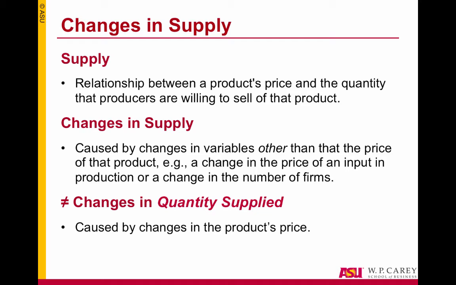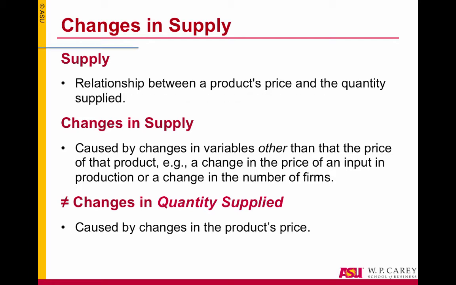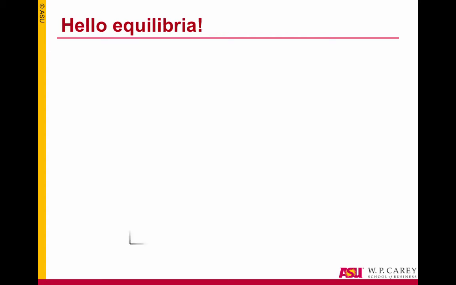Similarly, supply represents the positive relationship between a product's price and the quantity producers are willing to sell, or quantity supplied. Changes in supply are caused by changes in variables other than the price of that product. For example, a change in the price of an input. Imagine a baker who faces an increase in the price of flour or sugar. He would no longer be willing to sell the same number of loaves of bread as before at the same price as before. It's more likely that he'd want to sell less. Similarly, a decrease in the number of firms producing that product would also affect supply. Imagine what the closing of nearby bakeries does to the amount of bread available at a given price.